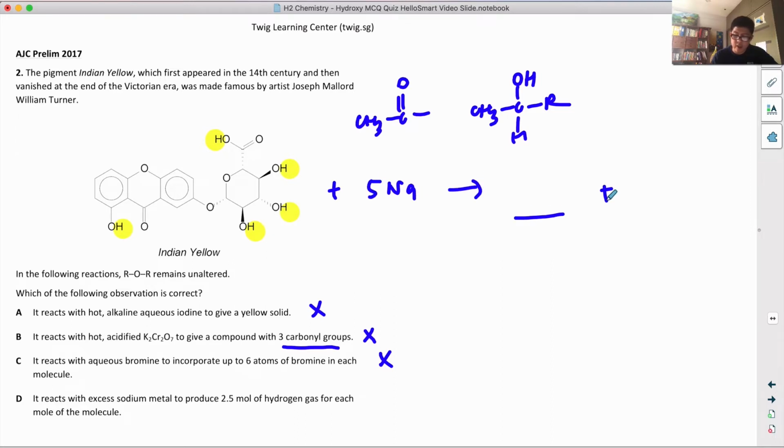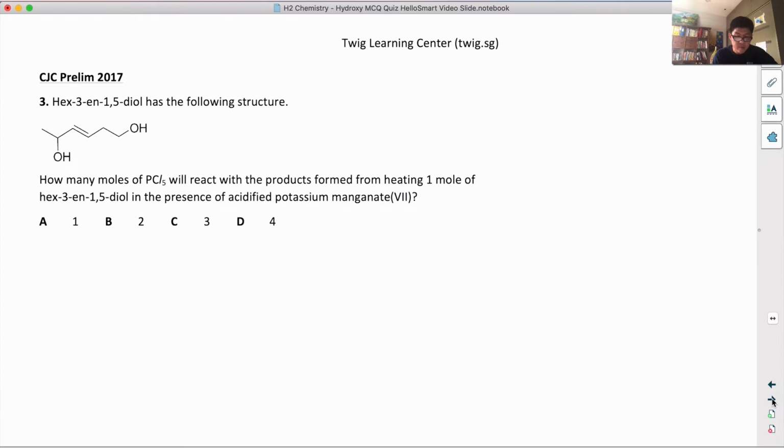Okay, plus since you get 2.5 H2. Okay, right, so I already highlighted all the H, 2, 3, 4, 5, yeah. So 2.5 moles of hydrogen, so answer is D. Okay, let's look at the next question.